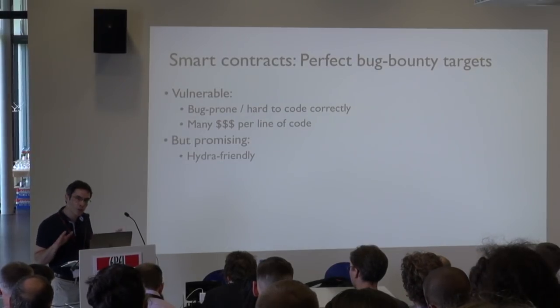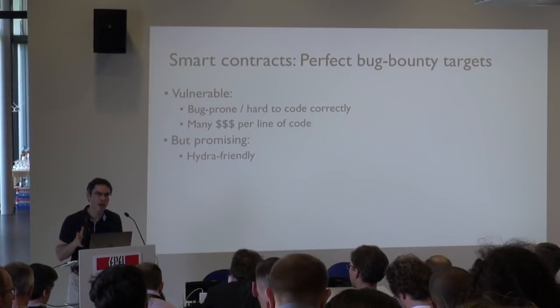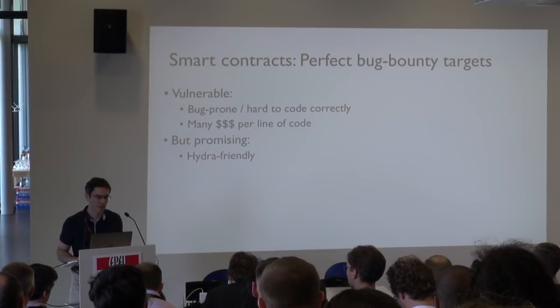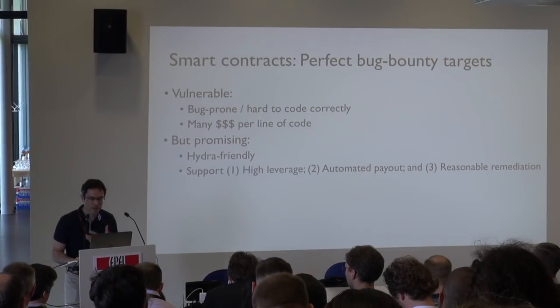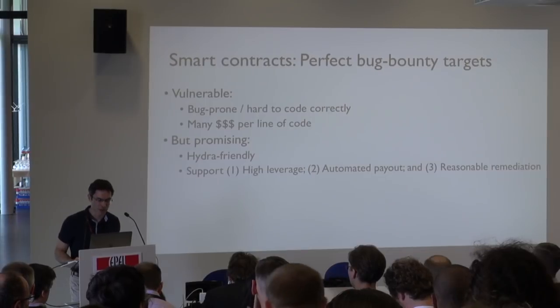As you've seen, when we enumerated well-known smart contract vulnerabilities, we found that many of them could have been addressed by the Hydra framework. And we can, in fact, support the three pillars of the perfect bug bounty program as I described it.